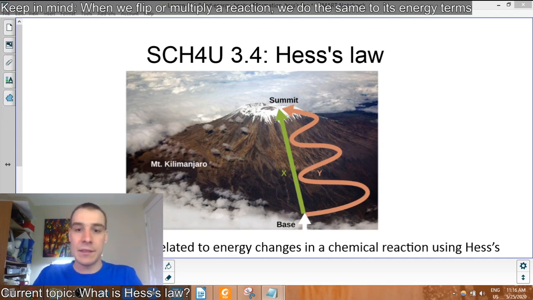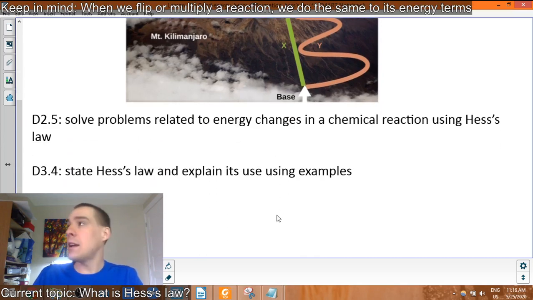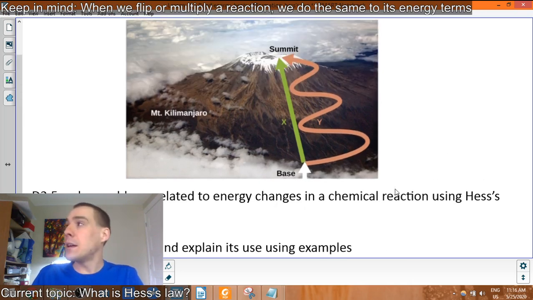Hess's law is, to me anyway, a fairly logical conclusion. But here's what the curriculum says we have to do. We have to solve problems related to energy changes in a chemical reaction using Hess's law, and state Hess's law and explain its use using examples. And here's a quick descriptor of the logic behind Hess's law.